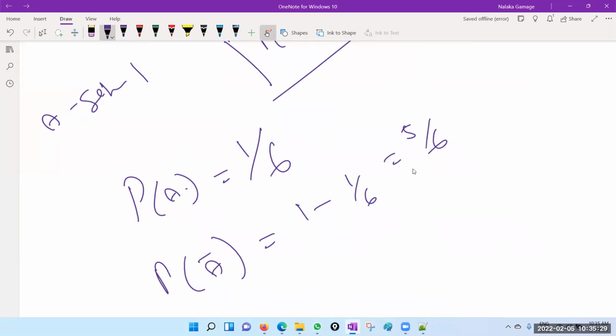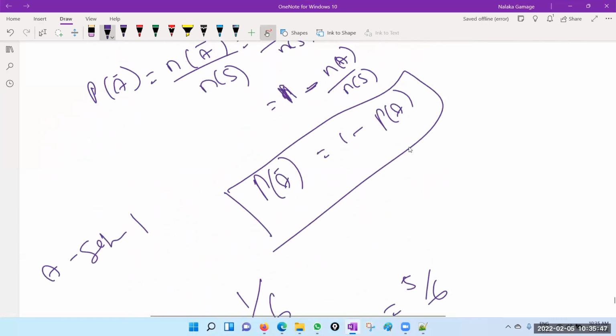The other way is, not getting 1 means getting 2, getting 3, getting 4, getting 5, or getting 6. So there are 5 outcomes for not getting 1. Therefore, if you look at it that way, it is 5 divided by 6. Okay. P(A bar) is 1 minus P(A).